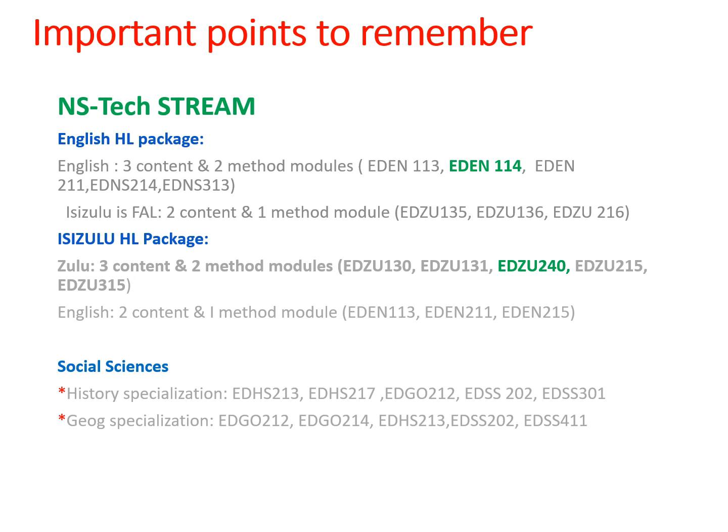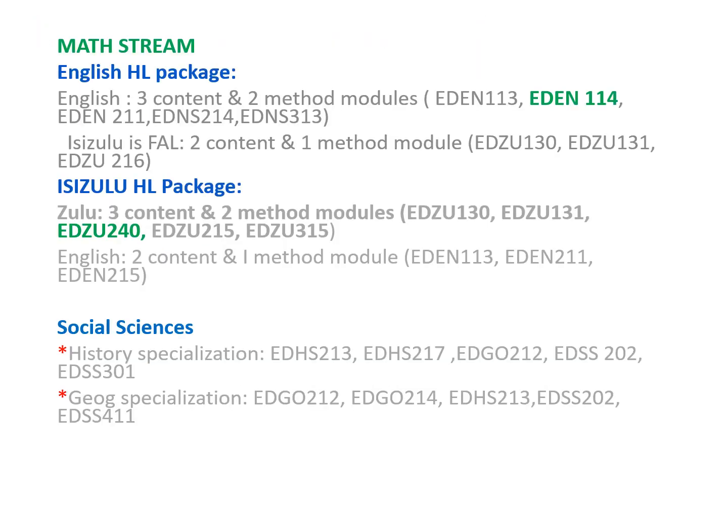And of course, you also do social sciences in the NS Tech stream. You have to establish, are you going towards a history specialization? Then the modules you need to complete are listed there. Or are you going towards a geography specialization? And the modules you need to complete are listed alongside the geography specialization. The very same points apply to the mathematics stream, and you could read this at leisure.